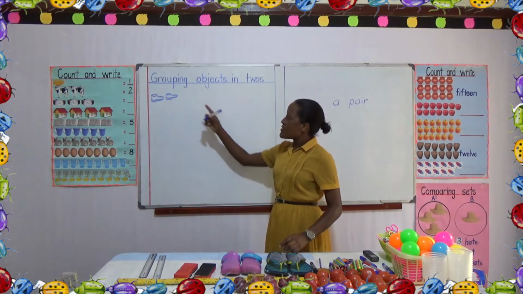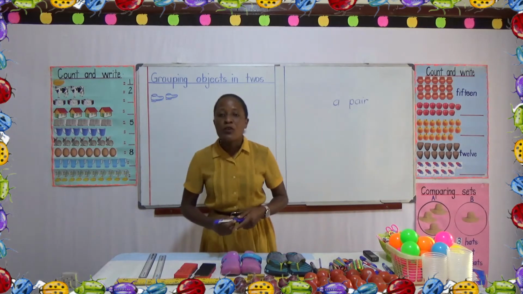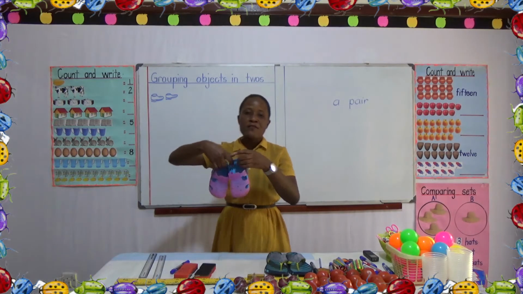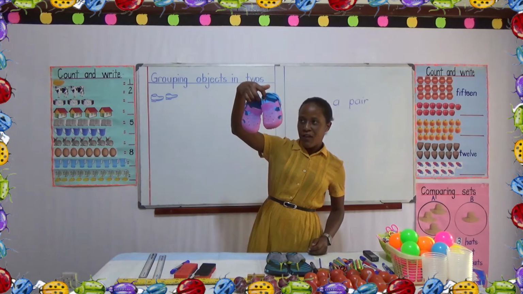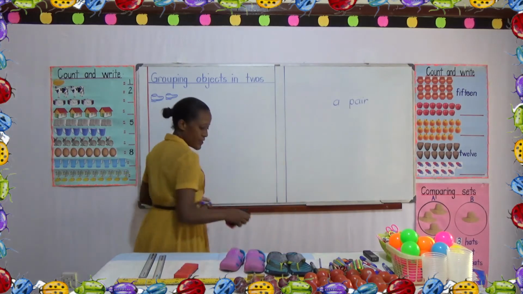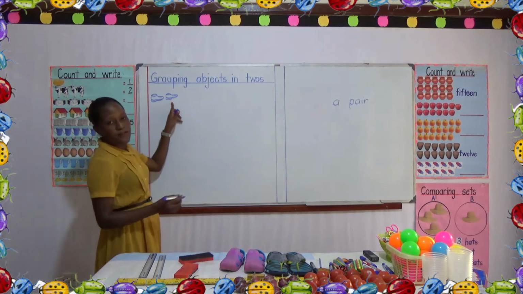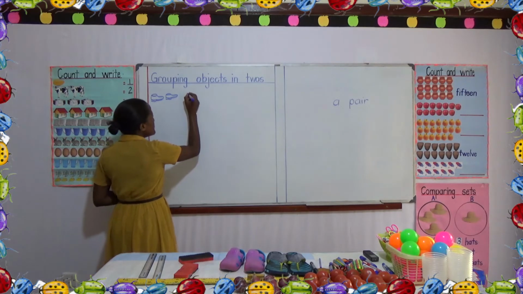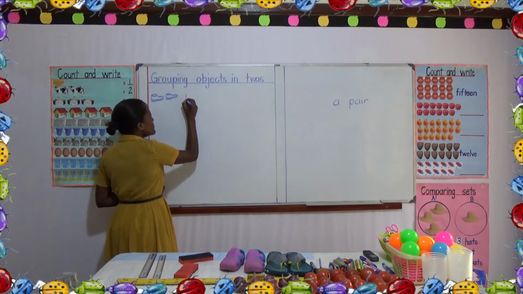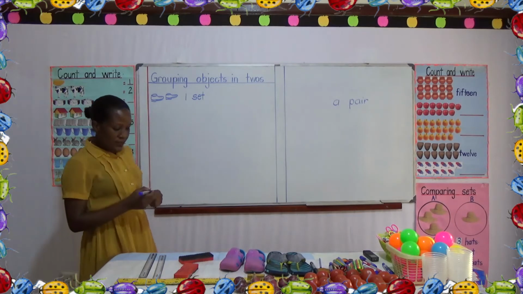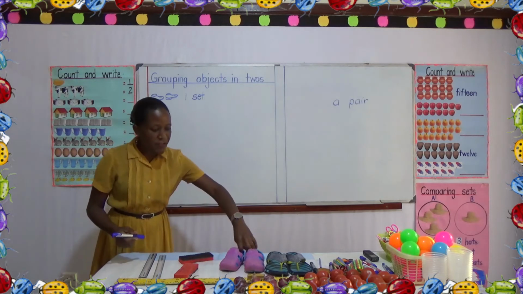Now, this one pair is going to be called a set. We shall first call it a set. For example, I have a pair of sandals here. I want you to listen carefully. I am saying this one here that I've drawn, I am going to call it one set. It is one set, just like I'm having this one here.